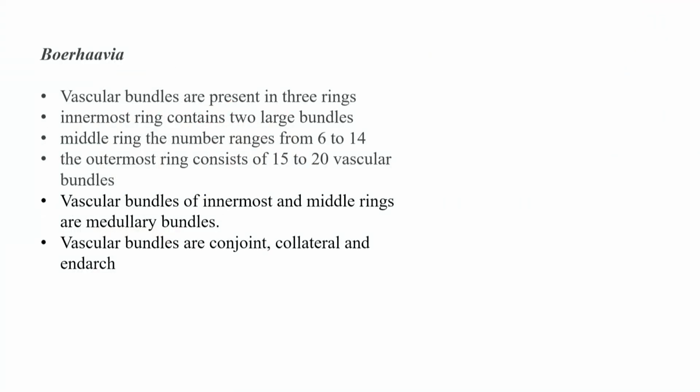Now next is the structure of Boerhavia, very important, in which you will find medullary bundles. In Boerhavia, you will find multiple bundles. If we try to see the structure of Boerhavia, in this also you will definitely have epidermis, then collenchyma, and then parenchyma. Then you will have endodermis and pericycle.